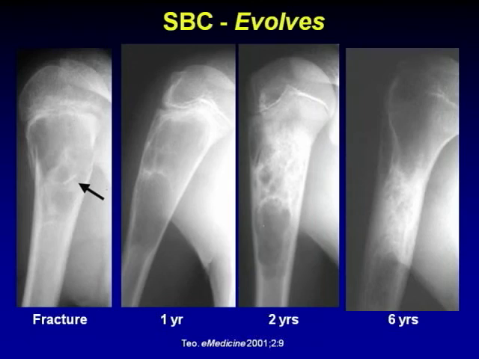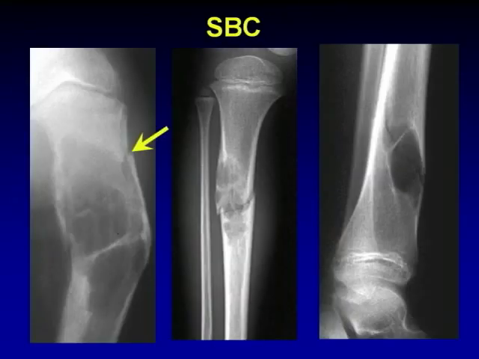Here, the initial fracture is shown with its pathognomonic fallen fragment. We see subsequent radiographs at 1 and 2 years, and then by 6 years, you can see that the predominant finding is not osteolysis, but rather that of osteosclerosis. So these lesions evolve and heal over time. That is the general natural history.